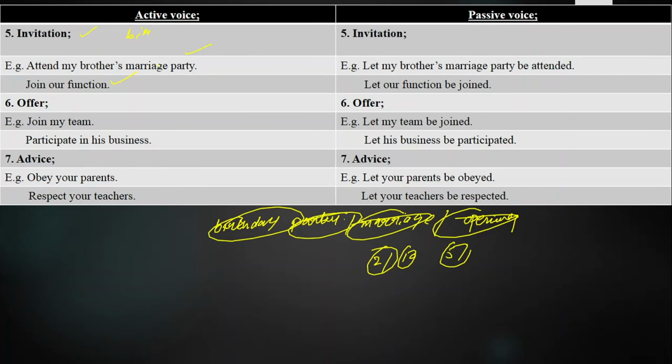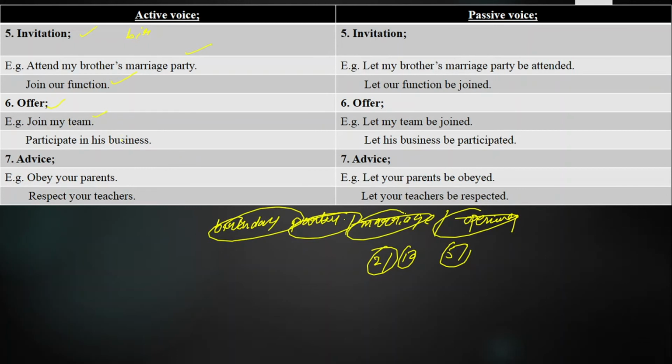Attend my brother's marriage party, or you're going to change it into passive voice. Let my brother's marriage party be attended. Join our function. Let our function be joined. Okay, next we have got offer. Offer is what when you are asking someone for a long period of time. There you will not be having some of the moments, you will be having some long period of time. Like for example, we have got join my team.